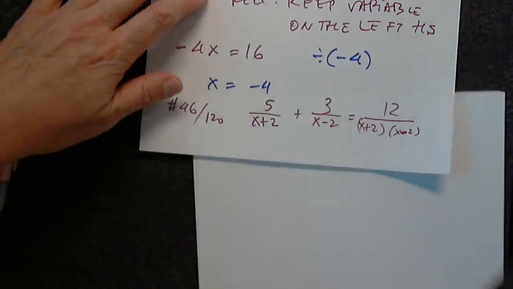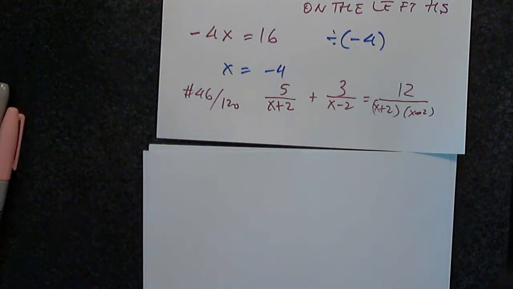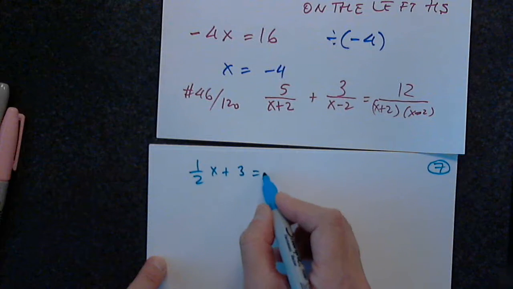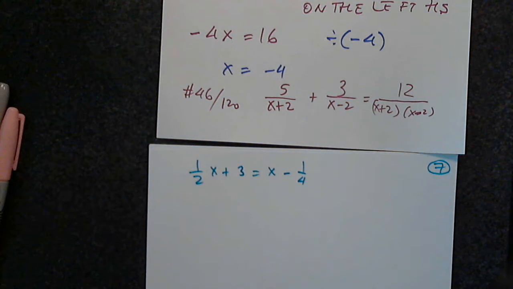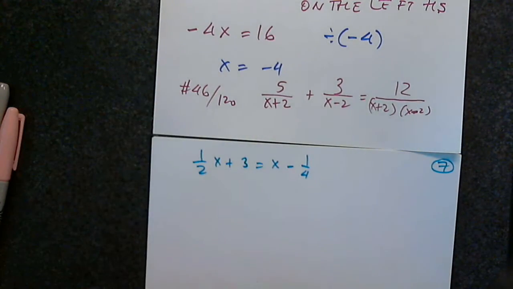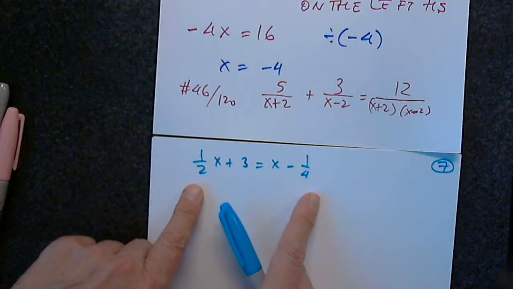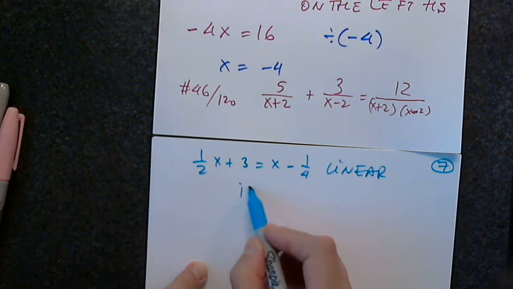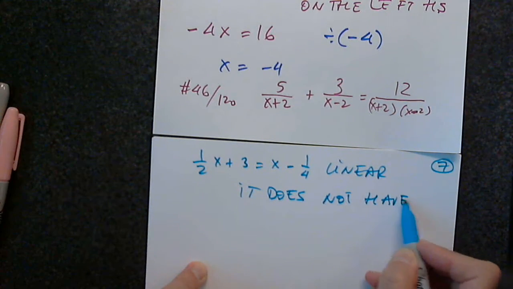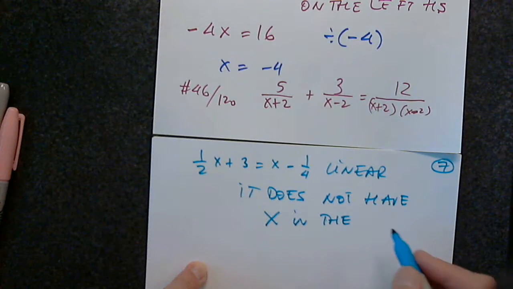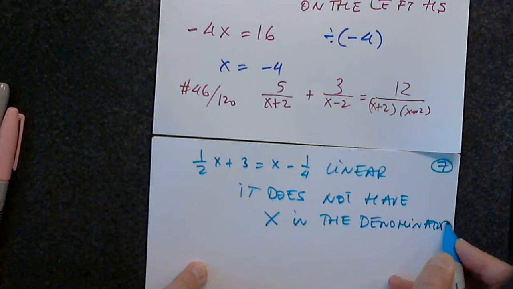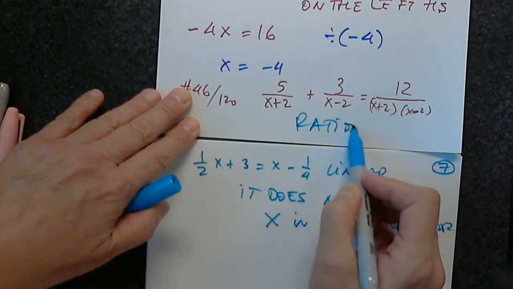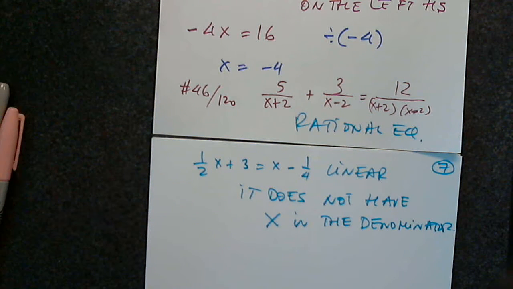What type of equation is it? Yes, why is it rational? Why do we call it rational? And before you say anything, I just want to show you one more example. That was the example. So, is this a rational equation? Correct. You're right. It's not. This is a linear equation. It does not have x in the denominator. This one indeed is a rational equation because it has x in the denominator.